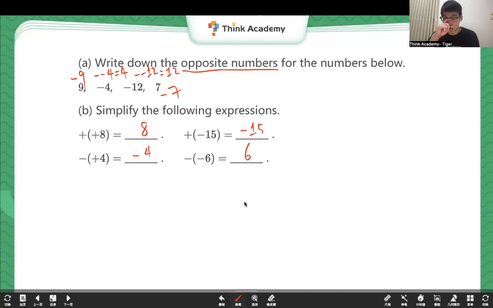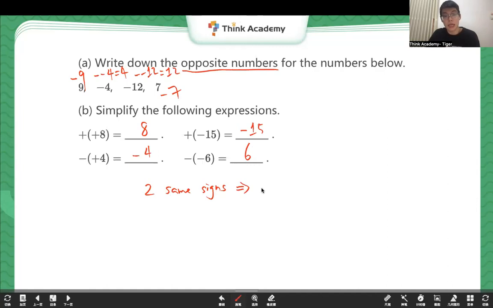So now we can make a conclusion if I have 2 same signs or 2 same operations. Yes, Kathy, do you have any questions? If you have any questions, you can type it in the chat box, all right?